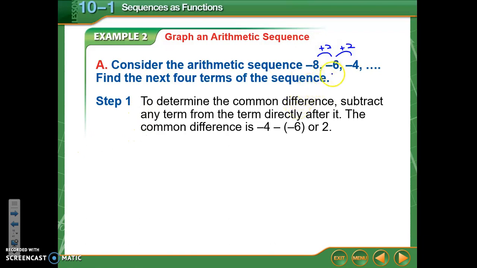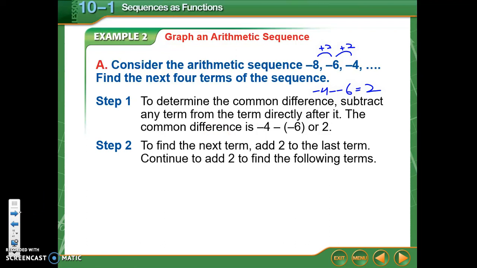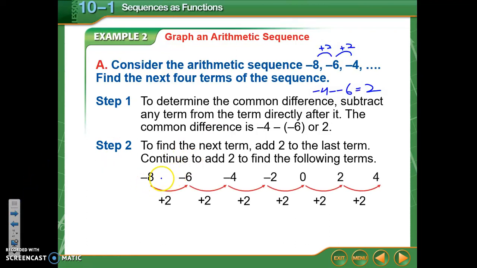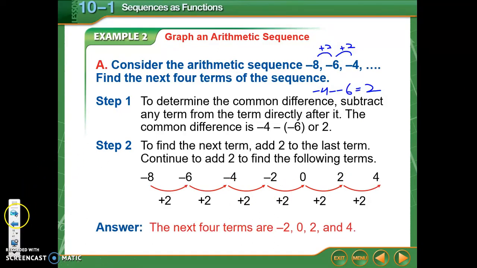So to find my common difference, remember I can take any term, in this case -4, and I subtract the term before it. So here, it was pretty easy to tell without doing this, but -4 minus -6 gave me +2. That's my common difference. So I'm just going to keep adding 2 until I get the next terms. So here are my first 3, -8, -6, -4. I keep adding 2 to get -2, 0, 2, and 4. So those are my next 4 terms.